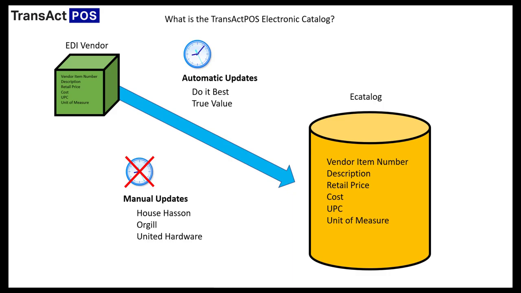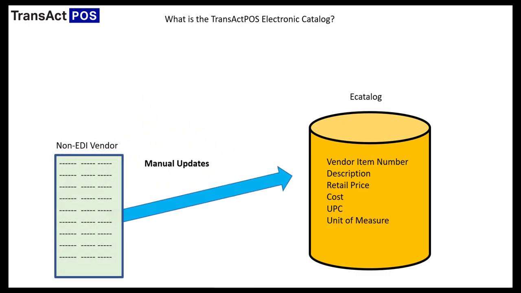House, Hasson, Orgel, and United Hardware are a little bit different. You invoke that; you have to press the button to make that communicate. Changes are scheduled to make all those automated updates.